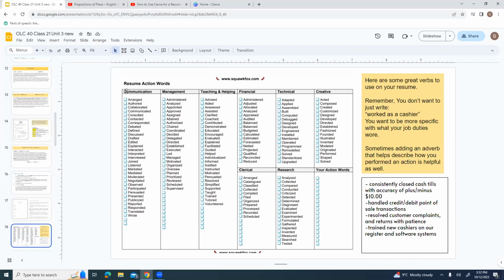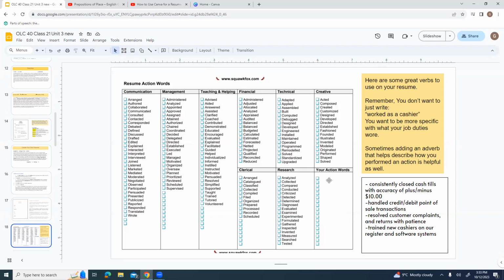So there's a bunch of verbs that talk about how you communicate, a bunch of verbs that talk about how you manage something, verbs that talk about how you teach people or help people, verbs that talk about financial skills, clerical skills, verbs that talk about your technical skills, creative skills, research, and look, a nice little spot here to figure out which ones you want.